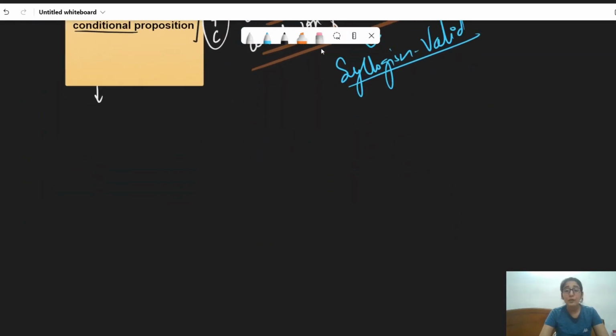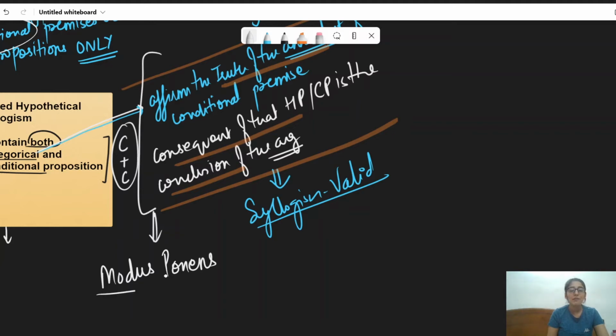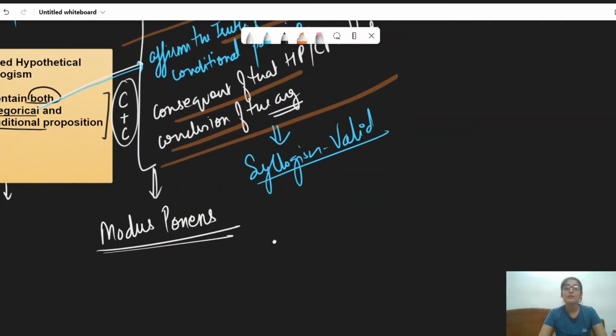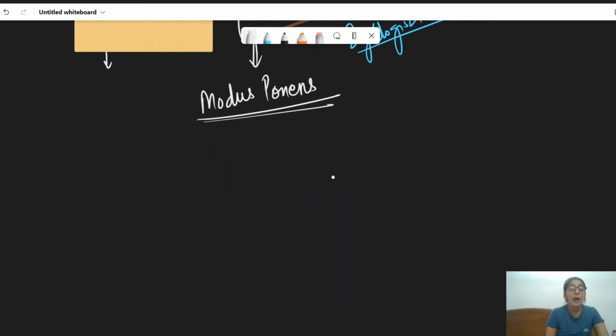What we have just done here is modus ponens. Very, very important. Modus ponens is one of the rules of inference. There are 9 rules of inference, for instance modus ponens, modus tollens, simplification. We'll discuss all of these in the lectures, but for the time being, understand what exactly modus ponens is. For example: if P is true, then Q is true.